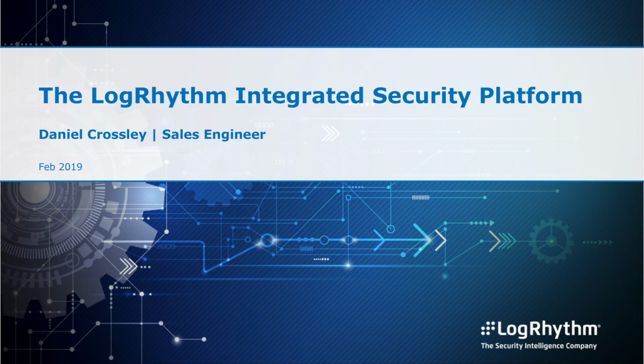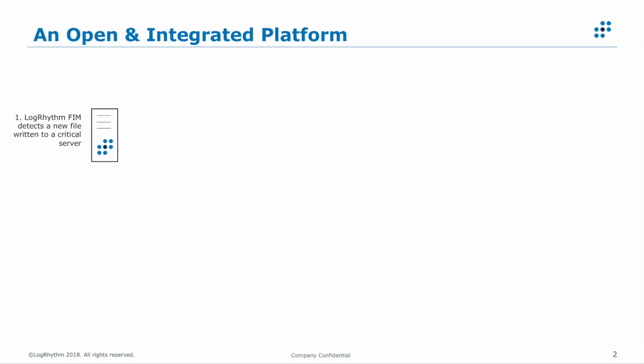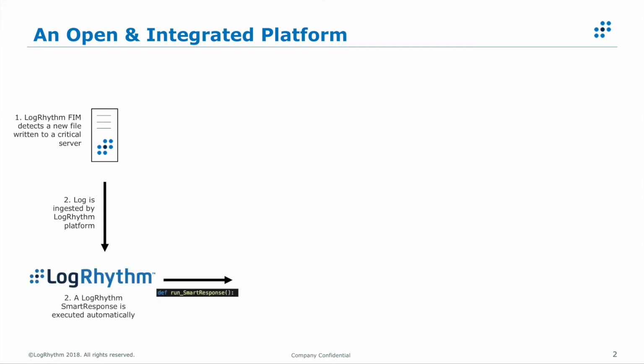So let's walk through this step by step as a bit of a recap. I'm going to walk you through it again. We have a FIM event that has detected a new file being written to a critical server. The FIM log has been ingested by the LogRhythm platform, and once that's happened, LogRhythm has executed a smart response automatically to run a check of the file hash against VirusTotal.